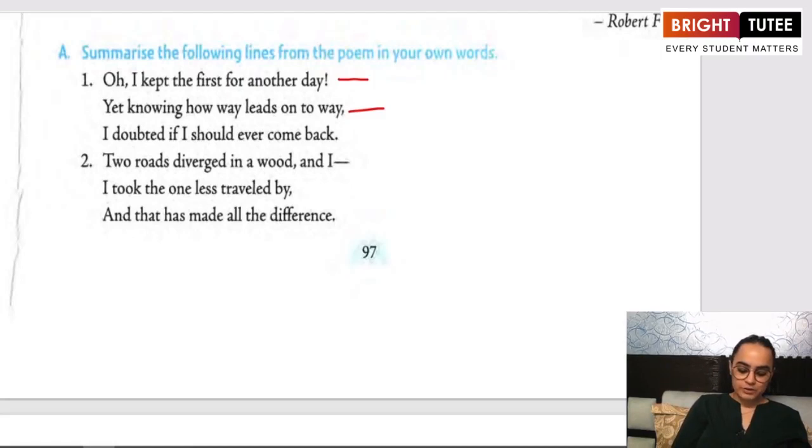"Two roads diverged in a yellow wood, and I took the one less traveled by, and that has made all the difference." He again says that, somewhere ages and ages hence, in future, he's going to tell the people that there was a time when he was faced with two decisions in life, and he took the decision that was less probable, that was not taken by many people, which he thought was different from the other. And that has made all the difference. That has changed his life entirely.